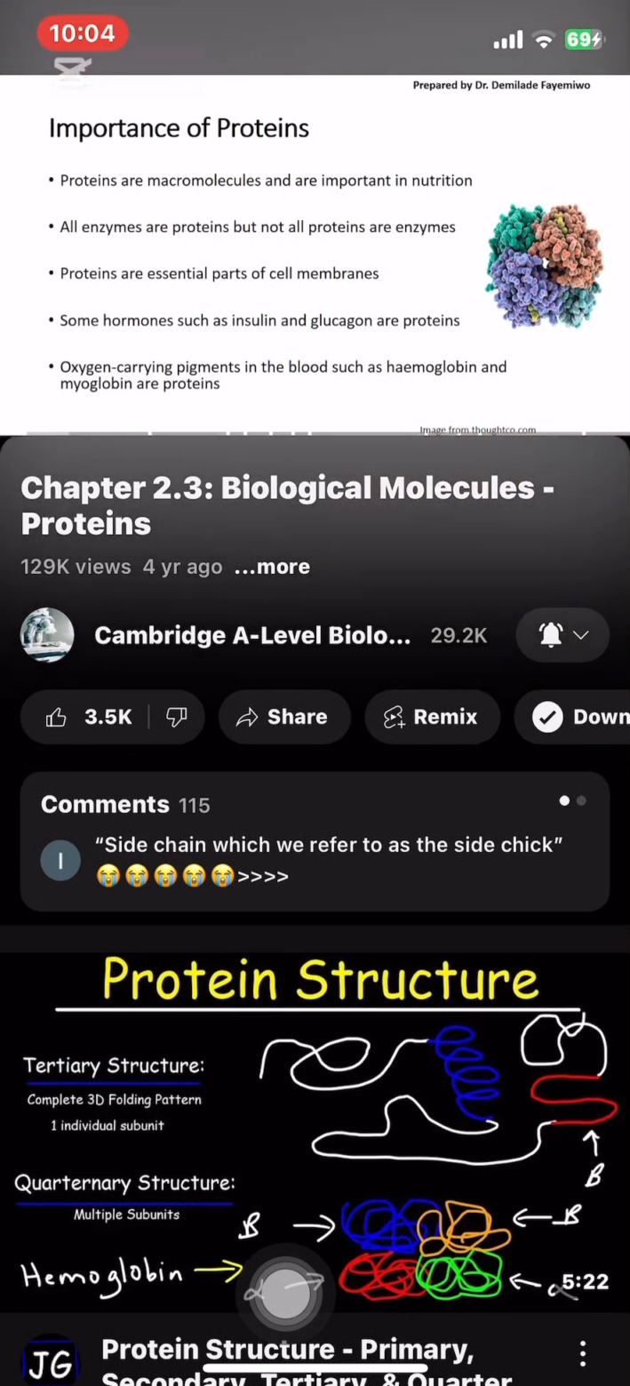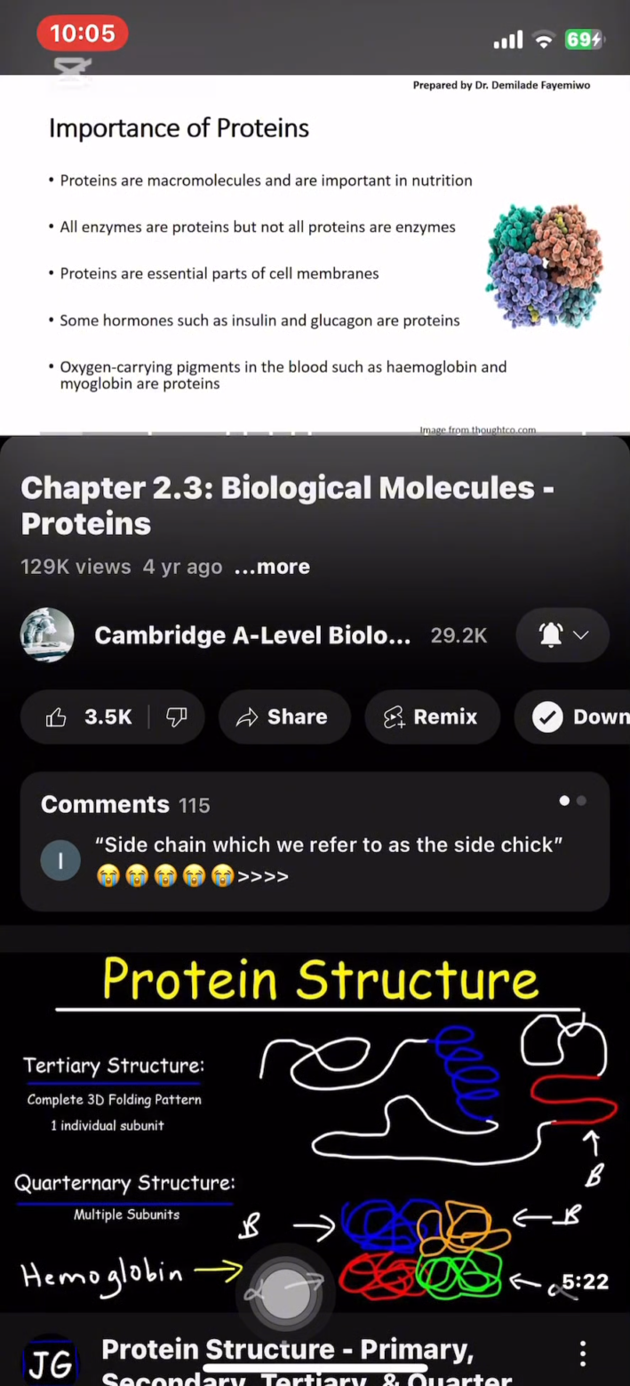So to start us off, we first need to understand why proteins are so important. Proteins are macromolecules and they are very important in our nutrition. All enzymes that we have within our bodies are proteins, but it is important to know that not all proteins are enzymes. Proteins form an essential part of the cell membrane, and you will see this when we get into chapter 4 and we discuss cell membranes and transport, because what we do there is we zoom into the cell membrane and you can see that proteins are used to form transport channels within the cell membrane in order to allow certain molecules to pass through.